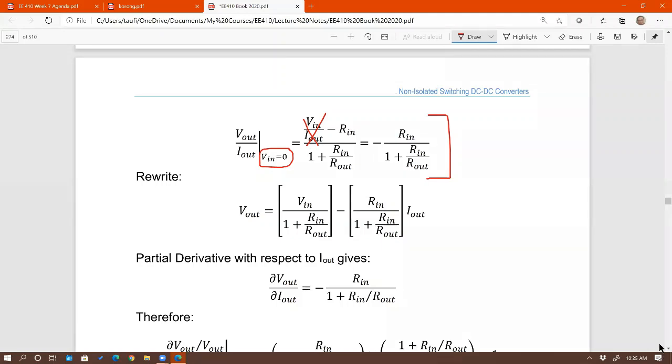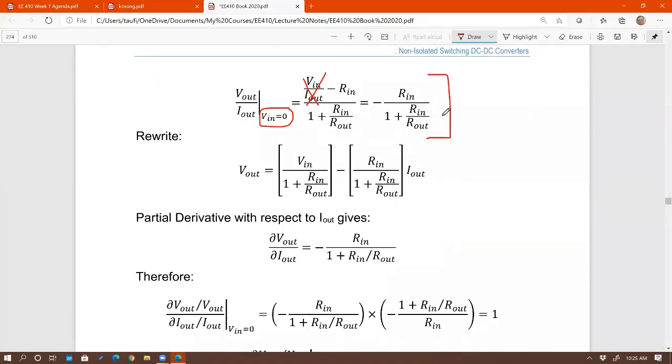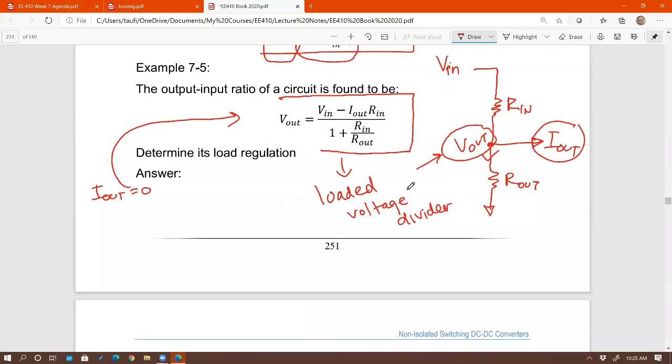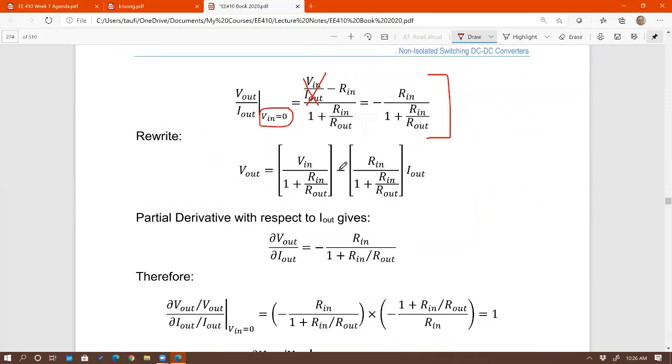Okay, all right. And then I'm going to rewrite the equation from the previous slide right here, and you get this expanded version of the equation. That's the same equation, right? The reason why I want to do this is because I want to take the partial derivative of V out with respect to I out. If I take a partial derivative of V out with respect to I out, that means V in you treat as a constant. So therefore this goes away, and you only end up with the constant portion of I out. That's what you see here.